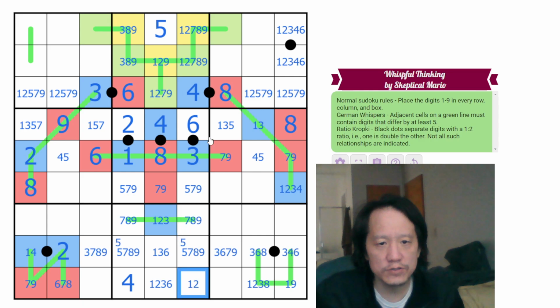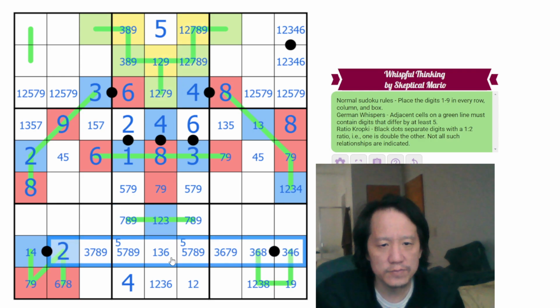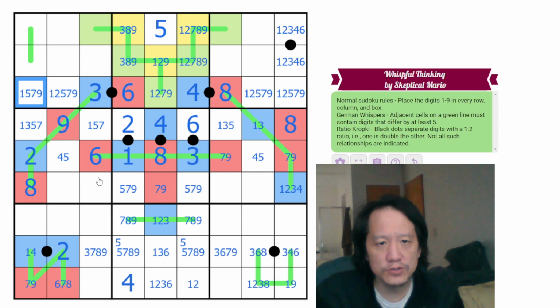This is 1 of 1 or 2. This is also 1 of 1 or 2. This can't be 2. We have 1, 3, 4, 1, 3, and 4 here, right? And this has to have a 6. So this is 6, 1, 2, 3, 4.